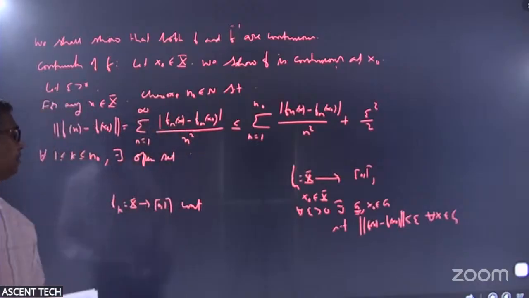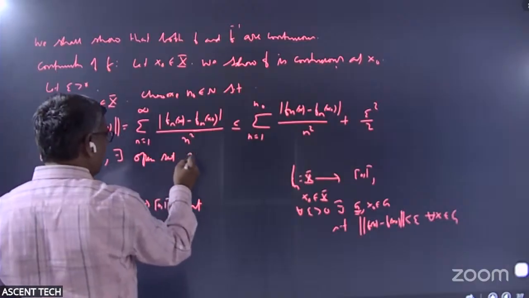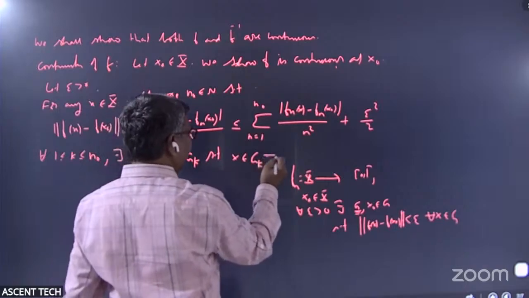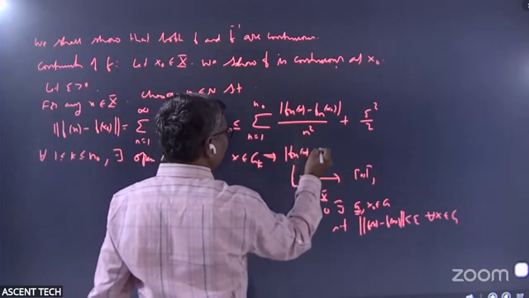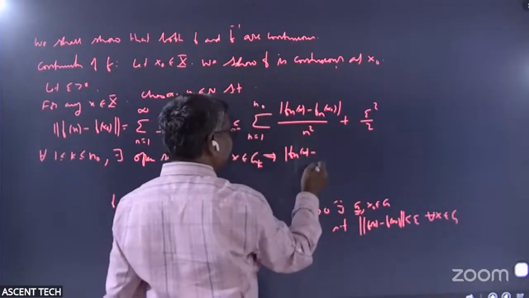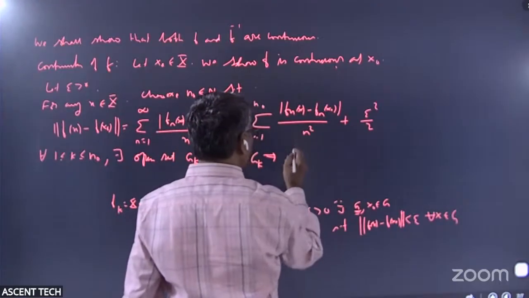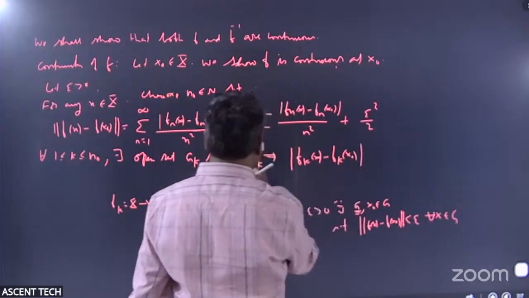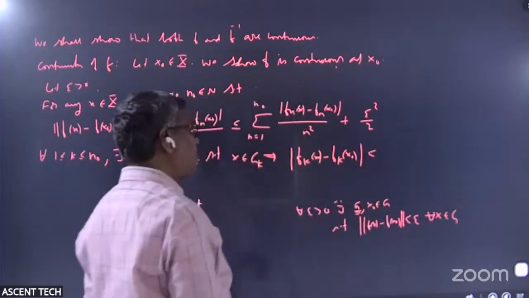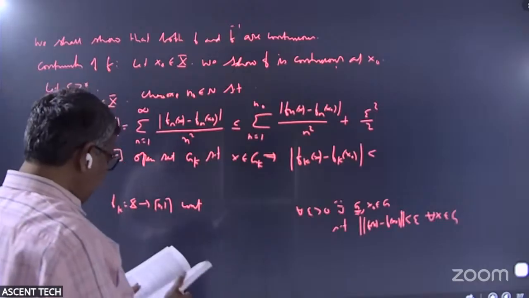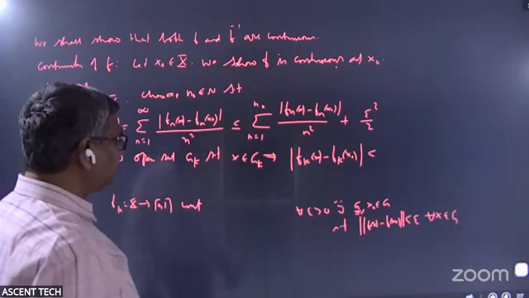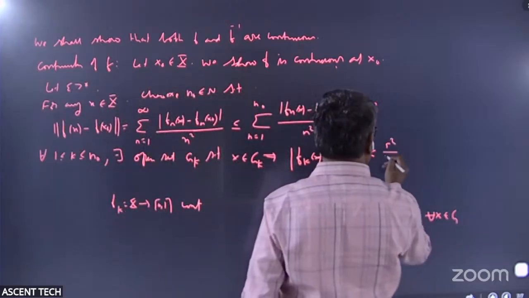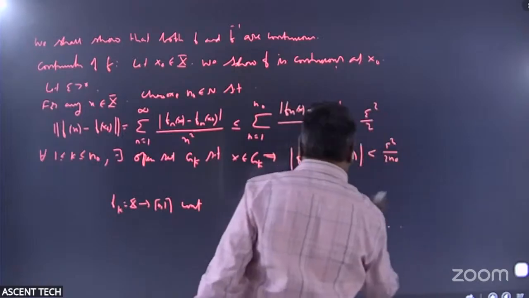I can find some open set Gk such that x in Gk implies mod fk x minus fk x naught is less than whatever you want. I will make it epsilon squared by 2n naught. Okay, this doesn't matter. Epsilon squared by 2n naught. I can make it as small as I want. I made it smaller than epsilon.